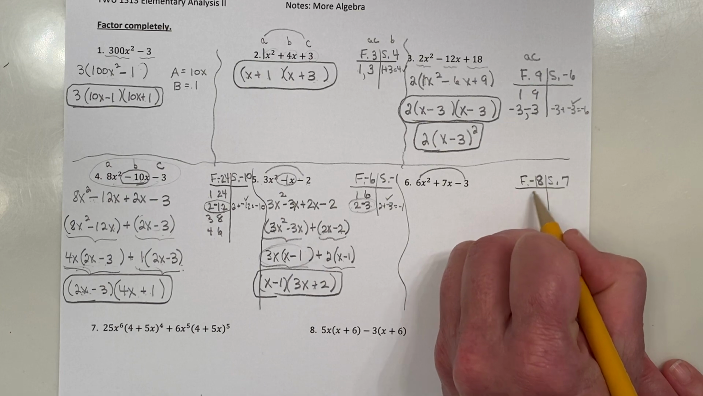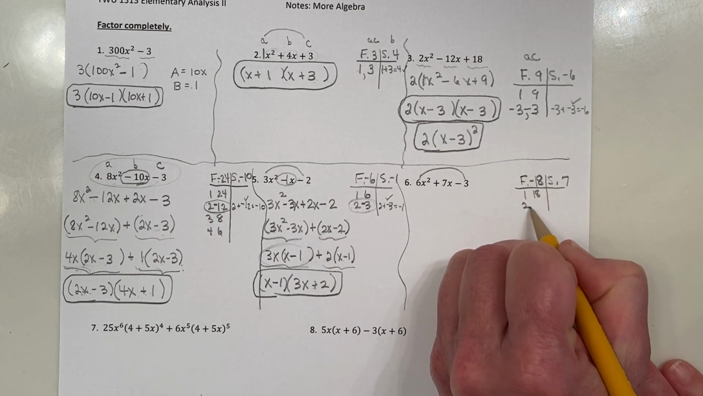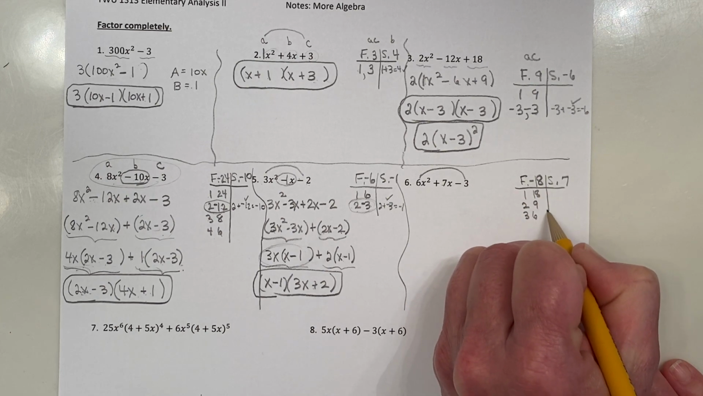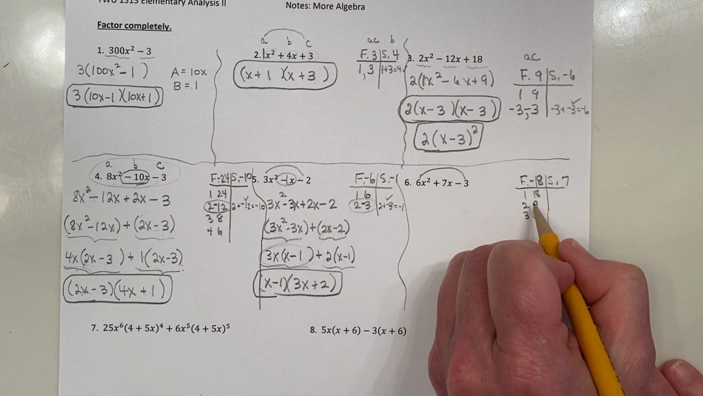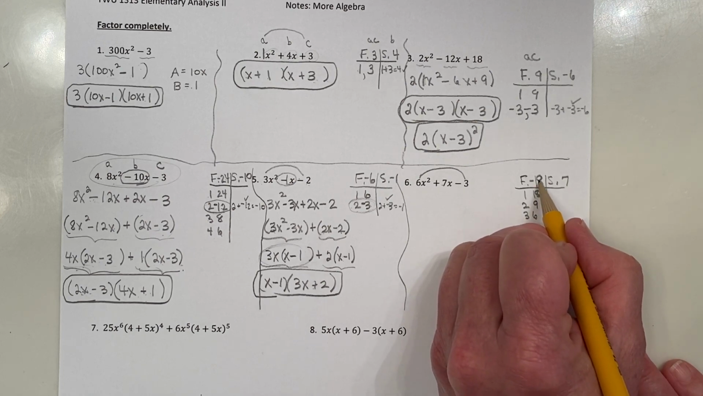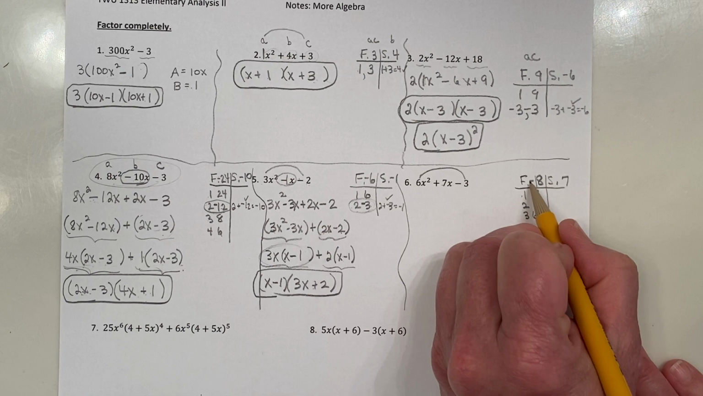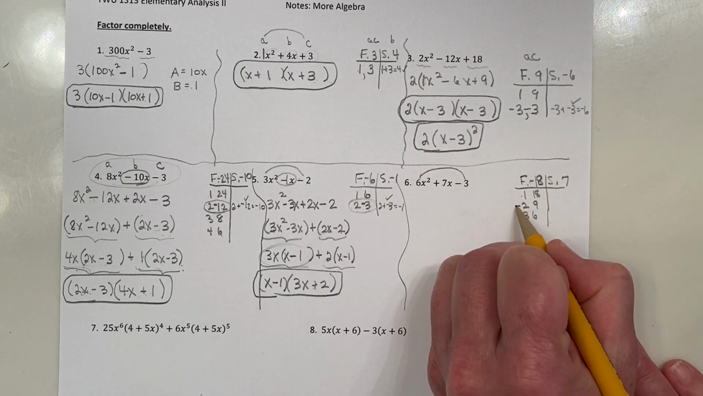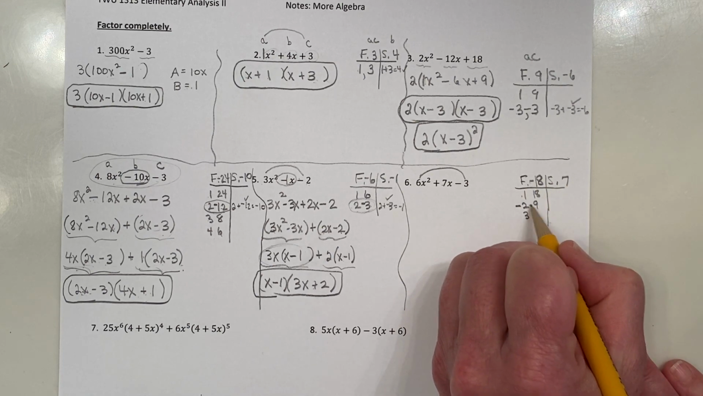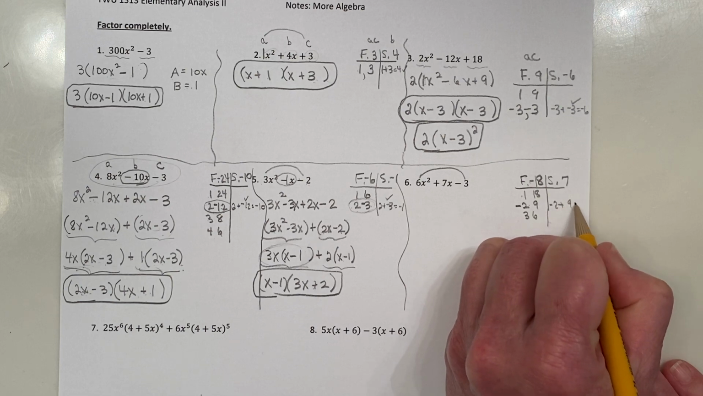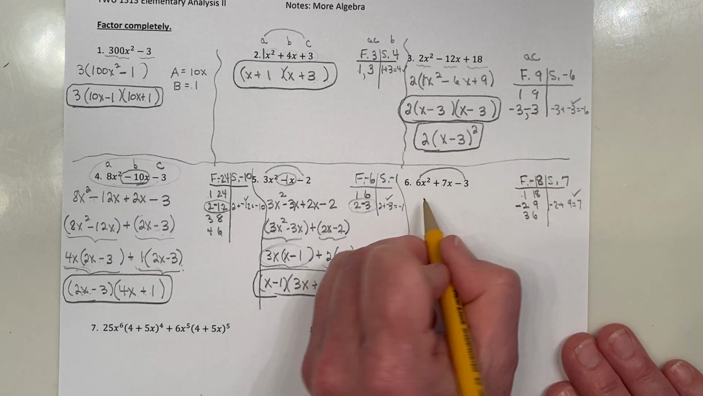All right, let me list the factors of 18. I think that's it. I need one of the factors in each set to be negative, but the sum to be 7. So I think if I make the smaller number of 2 negative and sum these, I would get that positive 7. Yep.